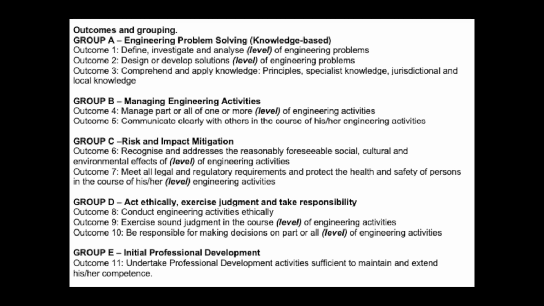So if you look at the various groupings, you will find that outcomes 1, 2, and 3 reside in group A. Then you have outcome 4 and 5 that sit in group B, and you have 6 and 7 that's in group C. Group D consists of outcome 8, 9, and 10. And then group E, which is your initial professional development, that is your training record. So, back to the point.